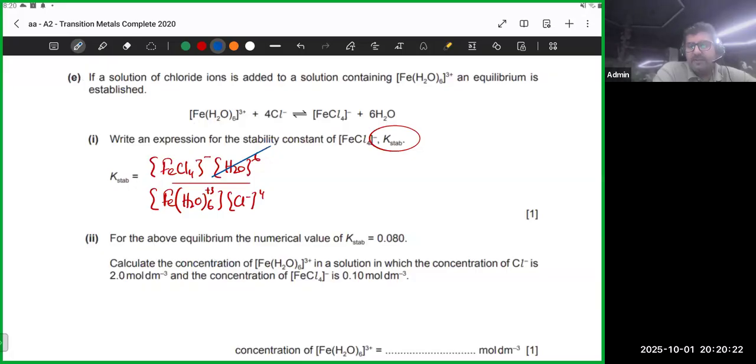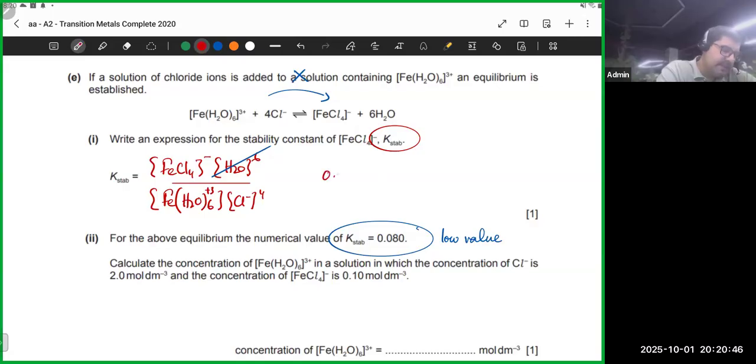So the question is, calculate the concentration of FeH2O6 in a solution in which the concentration... so you basically have to plug in the values. The K-stab is given, that's 0.080. FeCl4, that's 0.1. FeH2O6, you don't know. And Cl- concentration is 2, 2 to the power 4. Isaac, Qasim, can you tell me what the answer is for X?